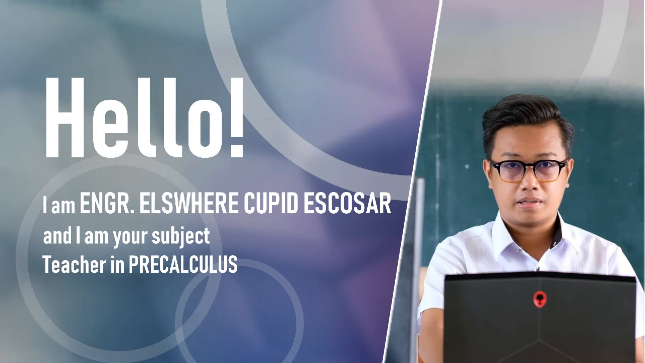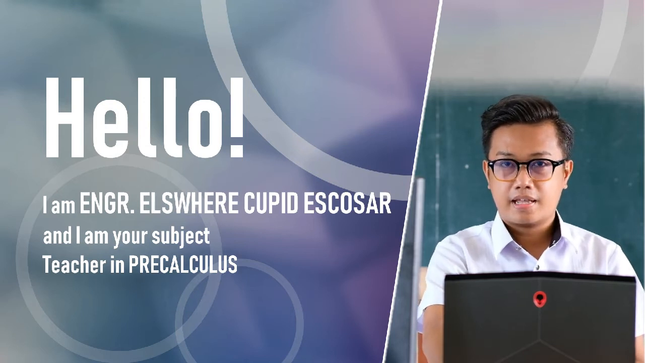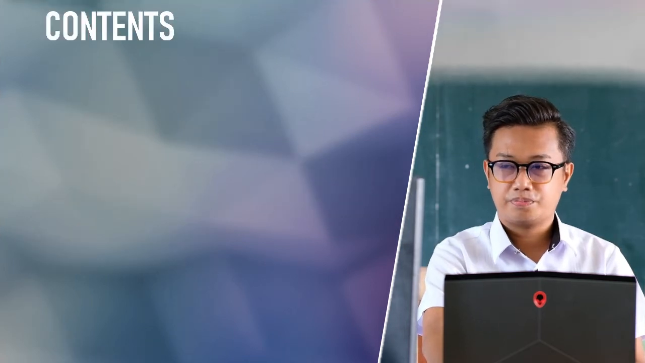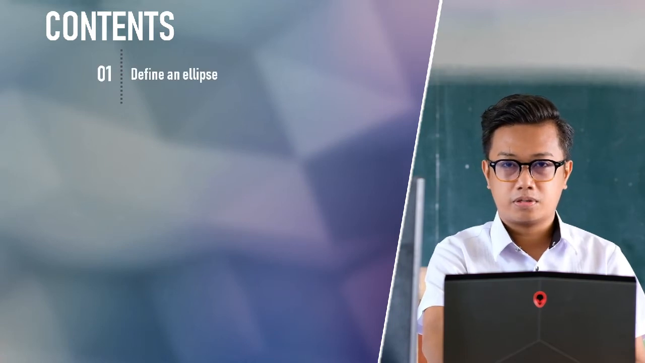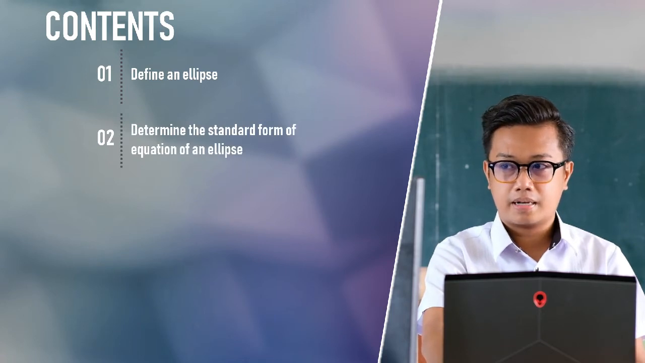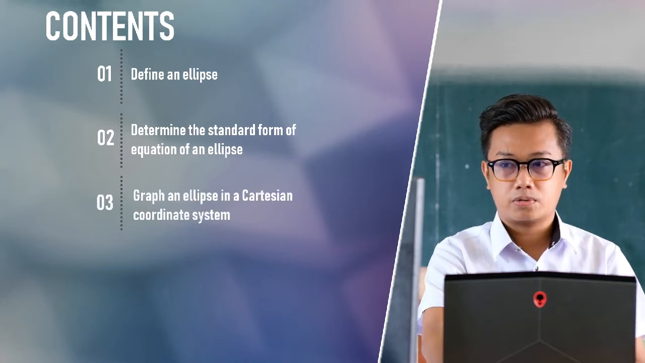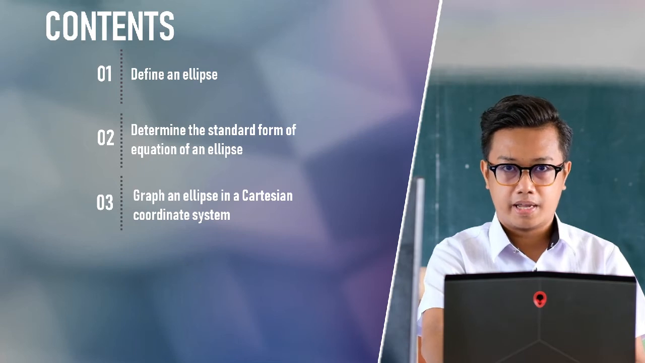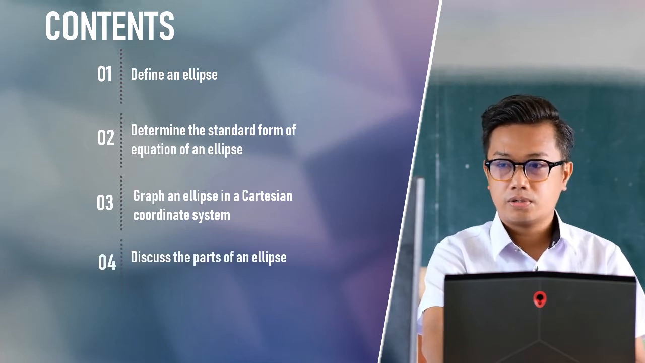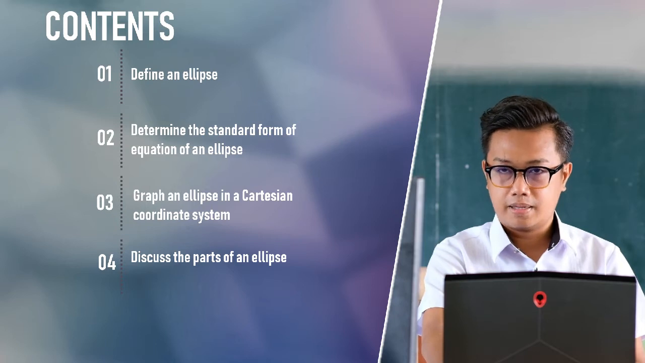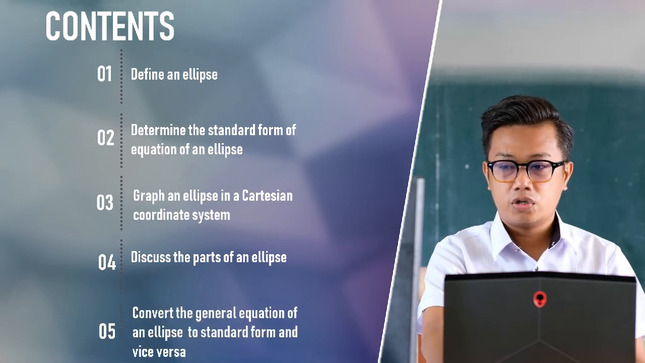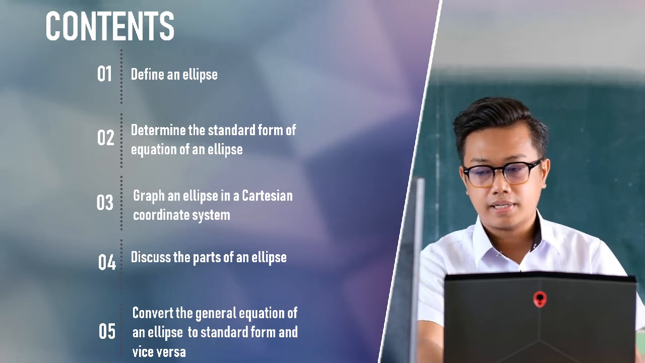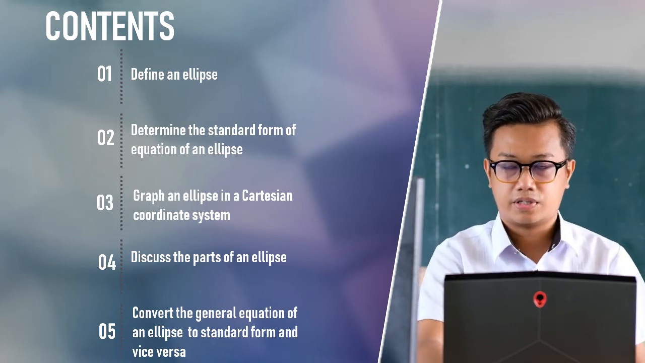Before we talk about this ellipse, let us first identify the competencies that we are expected to learn at the end of this video. First, you should be able to define an ellipse. Second, you should be able to determine the standard form of equation of an ellipse. Third, you should be able to graph an ellipse in a Cartesian coordinate plane. Fourth, you should be able to discuss the parts of an ellipse. Fifth, you should be able to convert the general equation of an ellipse to standard form and vice versa.